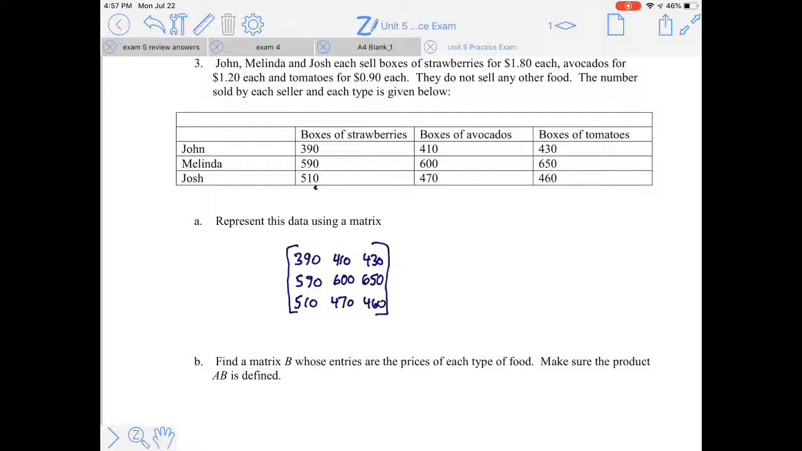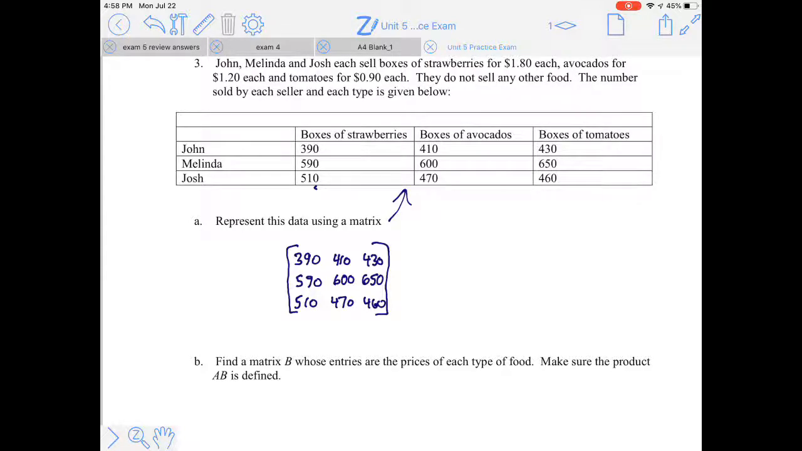And in hindsight, I need to clarify, represent just this data here using a matrix. So that's it? Yeah, just make a matrix containing the numbers. That's all we have to do for that one, for part A?